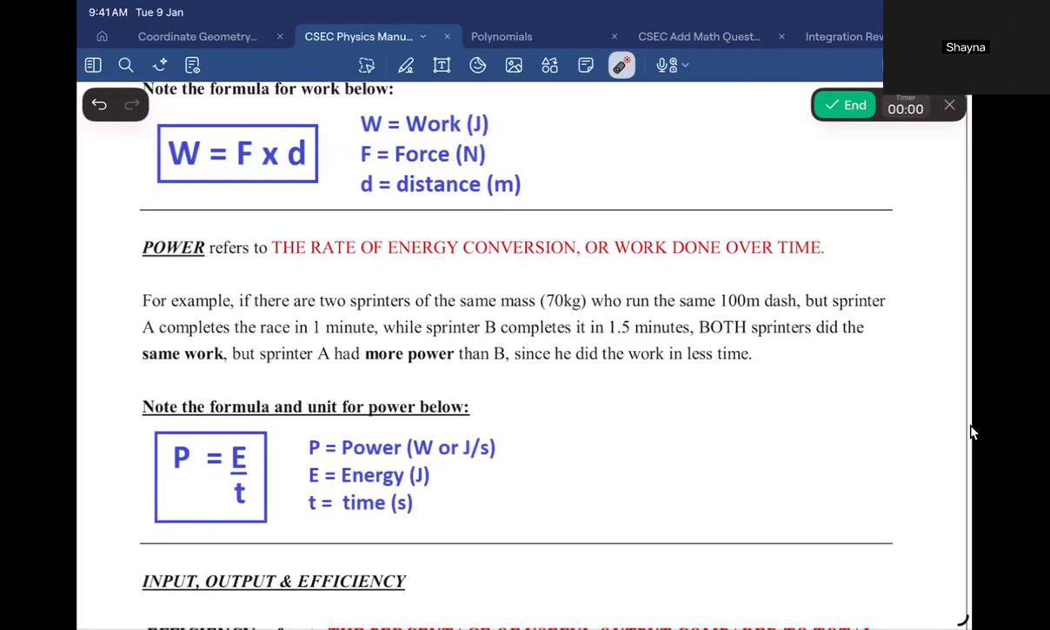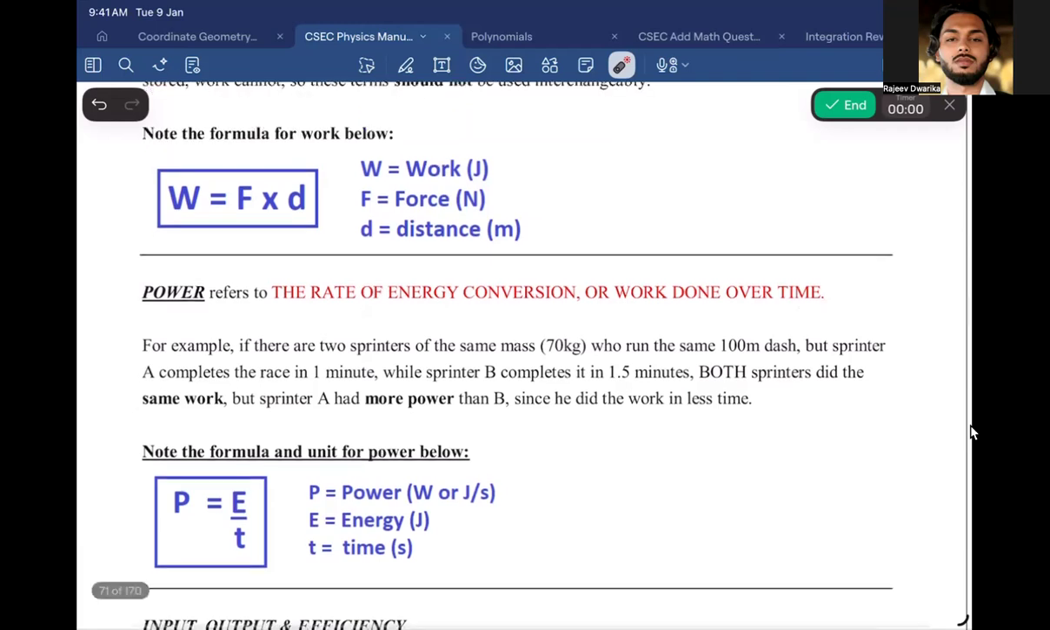Yes, sir. But who did it faster? Sprinter A. So Sprinter A would have had more power, because both of them had the same mass. So that's not a differentiating factor, right? So the differentiating factor would have to be speed, right?